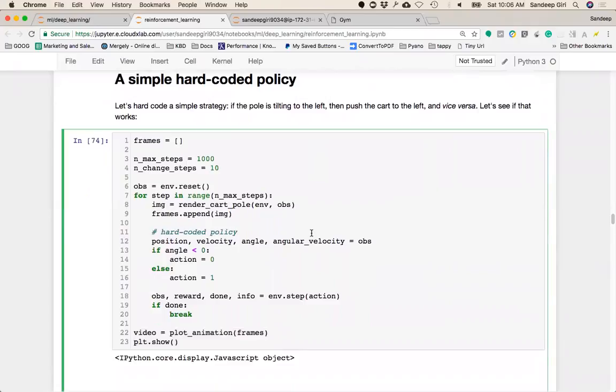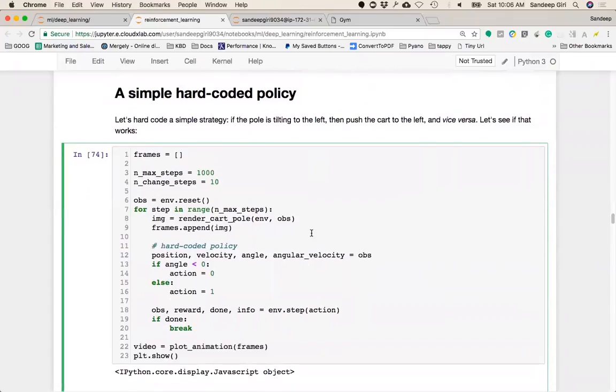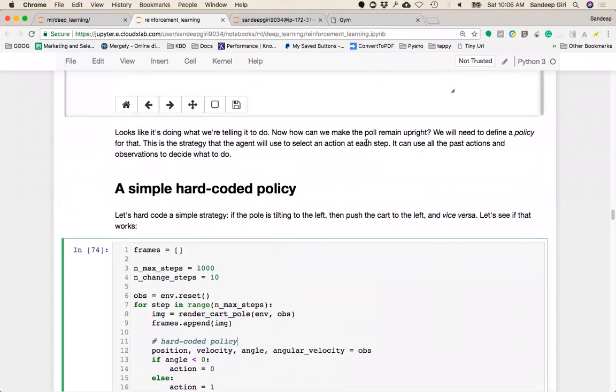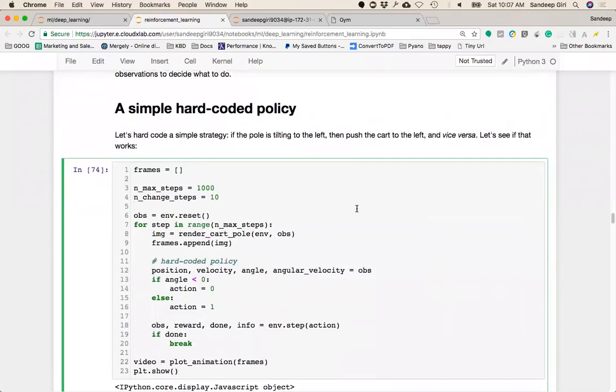So now these were the three policies that we have designed so far. The first policy was just keep moving to the left. Second one is try to move to the right. The third one is take a step left, take a step right, and keep on doing that. Okay. Now we could create another fourth strategy in which if the pole is tilting to the left, then push the cart to the left and vice versa. Let's see if that works.